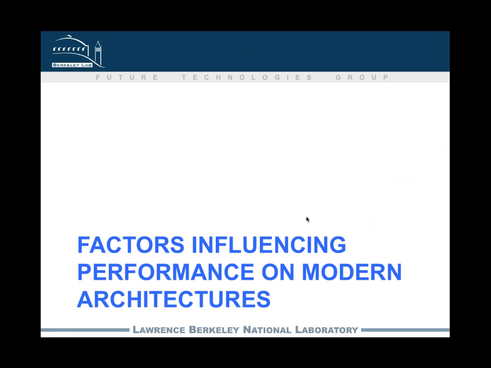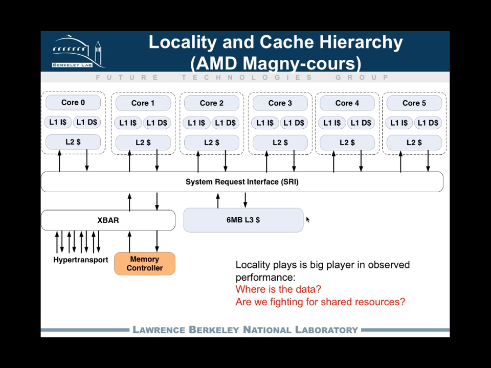So before going to that, I will just give you a brief introduction to factors that influence the performance of modern architecture. The first factor is basically locality and management of locality. Here I'm showing in this figure a typical multi-core architecture. In this multi-core architecture, each core has its own private L1 and L2 cache, and these units are interconnected, and they share a third level of cache.